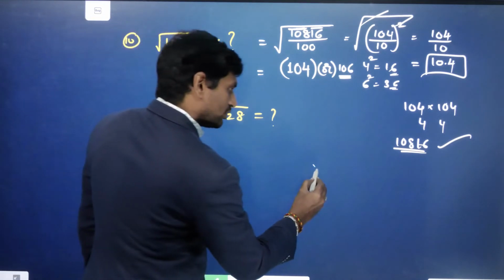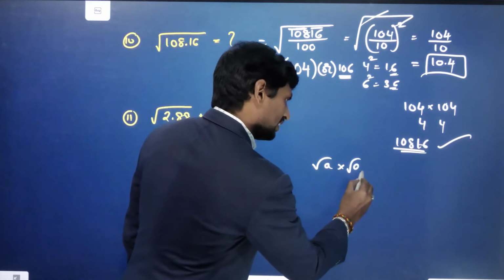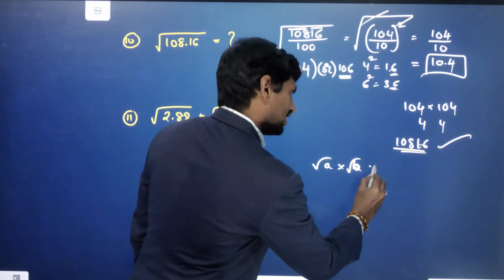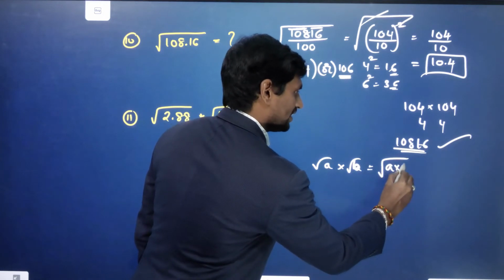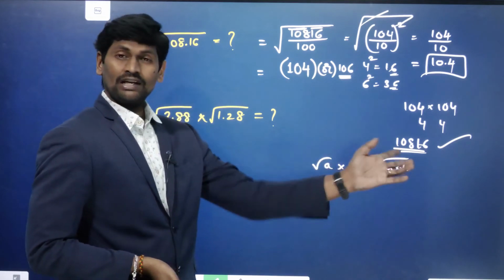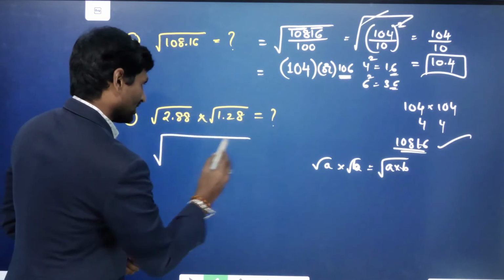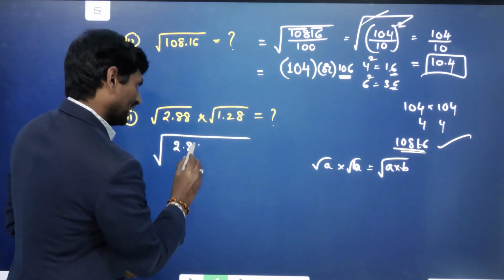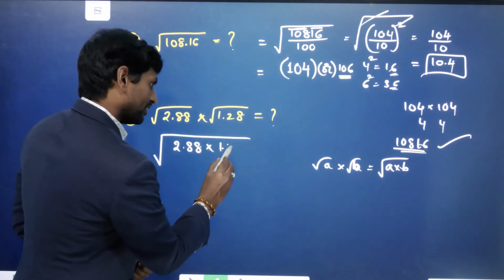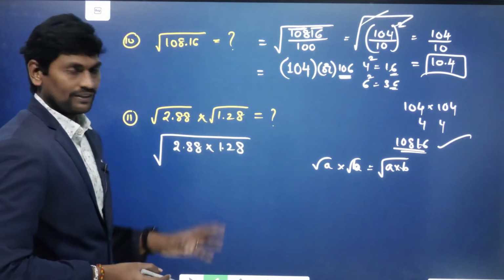So like before, you learned the formula: root A into root B equals root over A into B, right? We have discussed some properties of a square root. Root A into root B can be root A into B. Same way this one also I am writing like 2.88 into 1.28. Root A into root B becomes root over A into B.